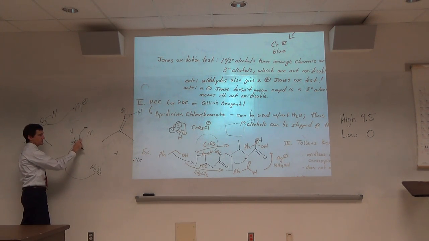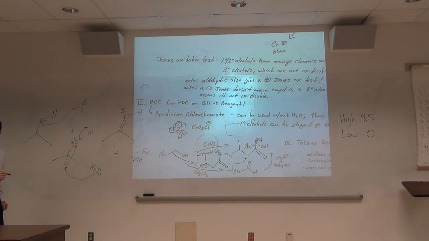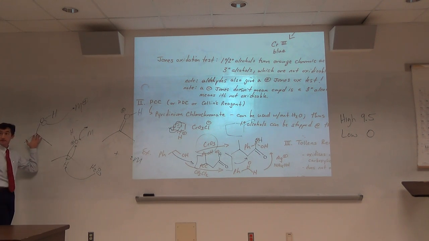But what does this arrow mean? These two electrons are doing what? Moving on to the metal as it leaves. So now the metal has two electrons. So these two electrons are now gone, and where are they at now? The metal now has them. The metal got reduced. This lost electrons, so it got oxidized.